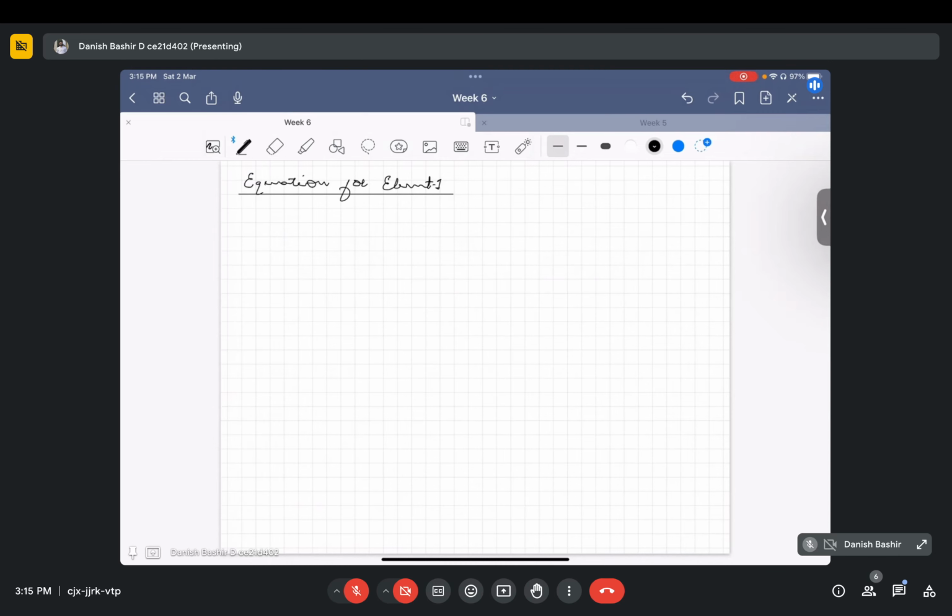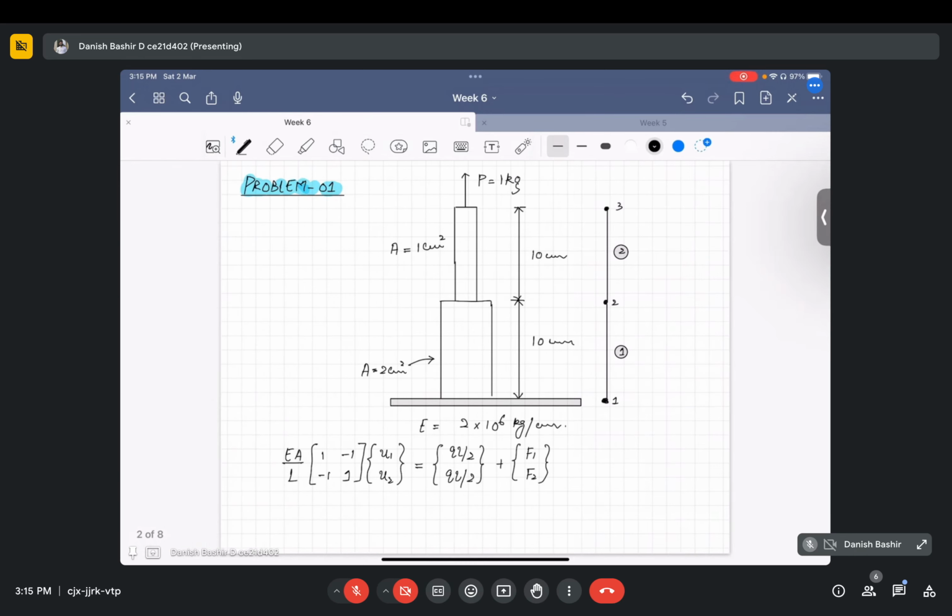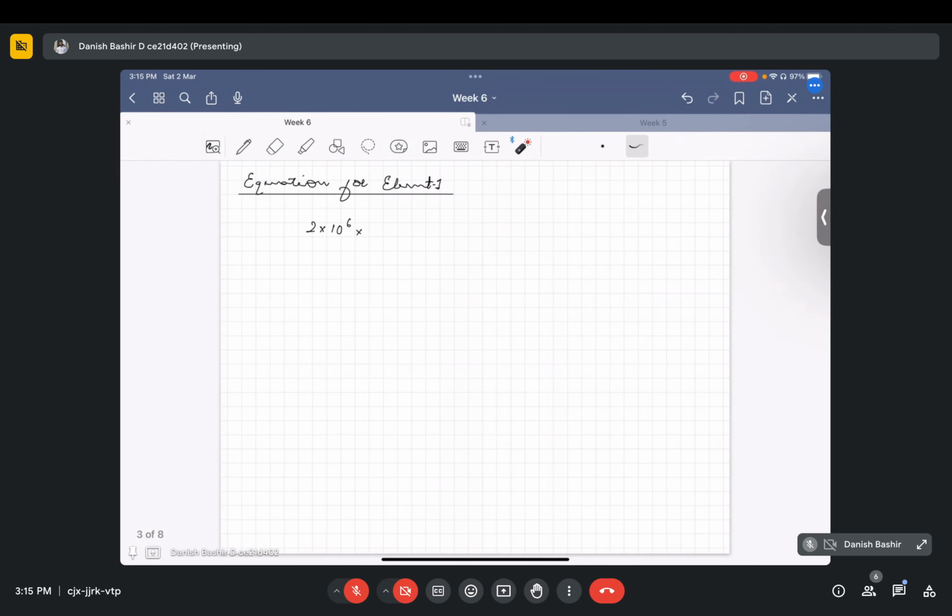What will be our equation for element first? It is EA by L. E is given as 2 into 10 to the power 6. The area of cross section of this element is 2 centimeter square. We will keep the units in 2. It is multiplied by 2. Its length is 10 centimeter.